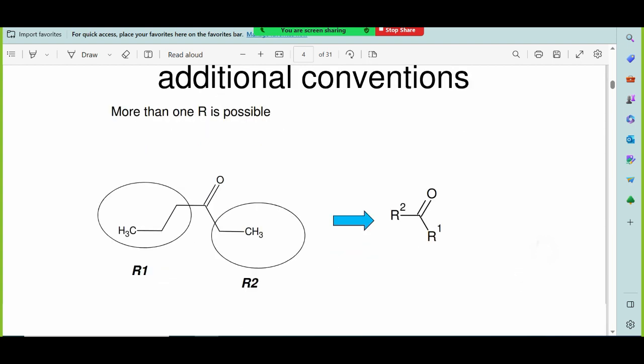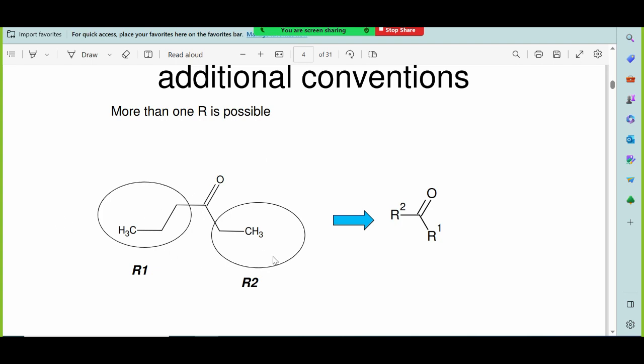Now, more than one R is possible, of course, so it depends if we have, for example, an ester, as I said, or a ketone. In this case, this is a ketone. You remember the aldehyde has this double bond O and then H. When the H is replaced with another radical, then the carbonyl group is in the middle, so it's a ketone. And I told you the carbonyl group is called ketone in this case.